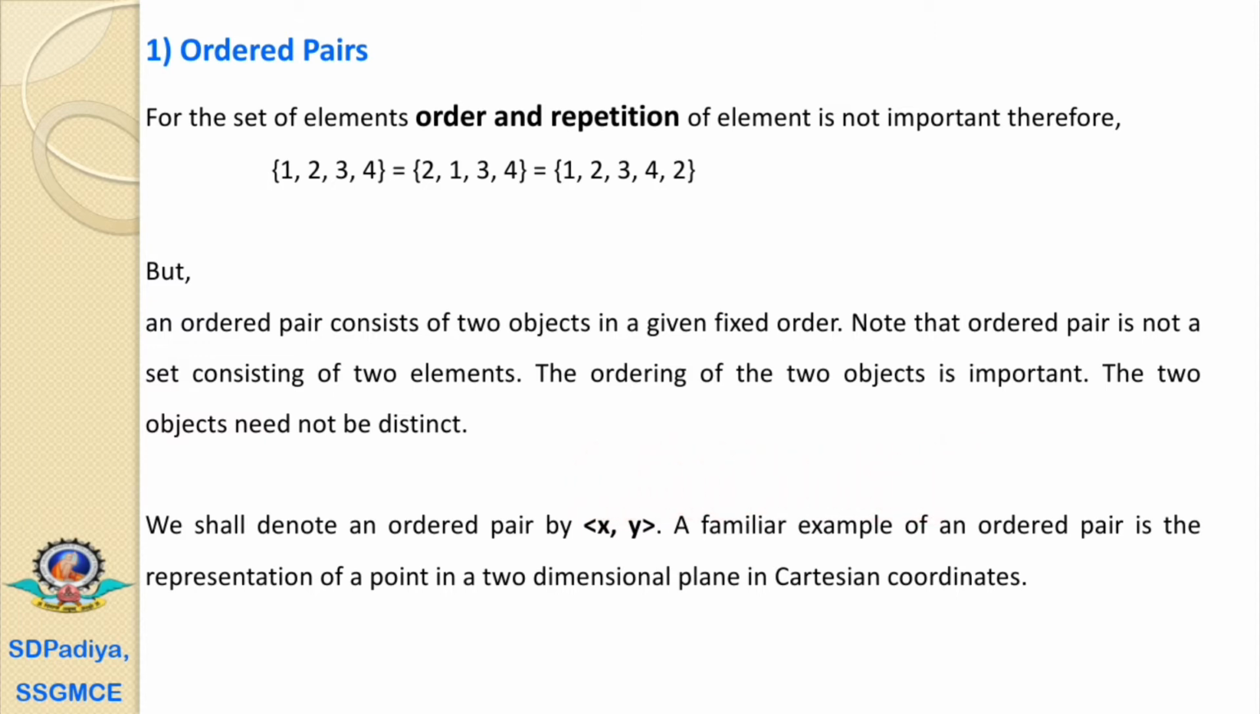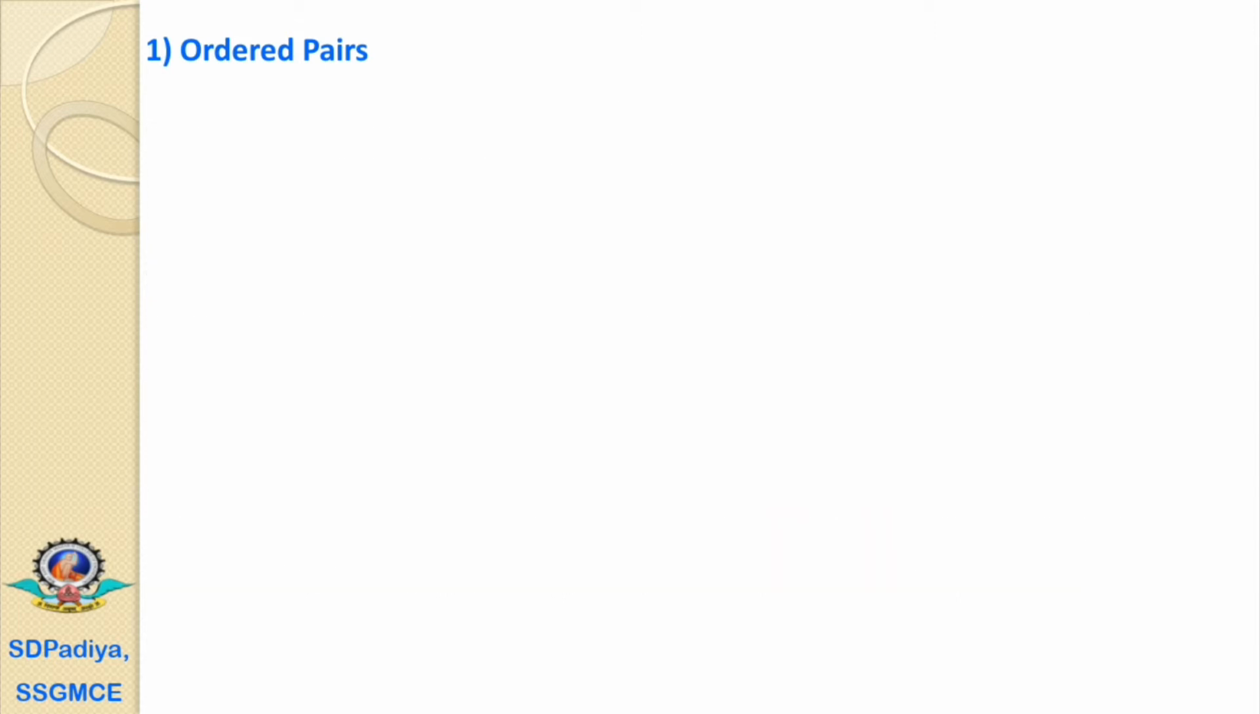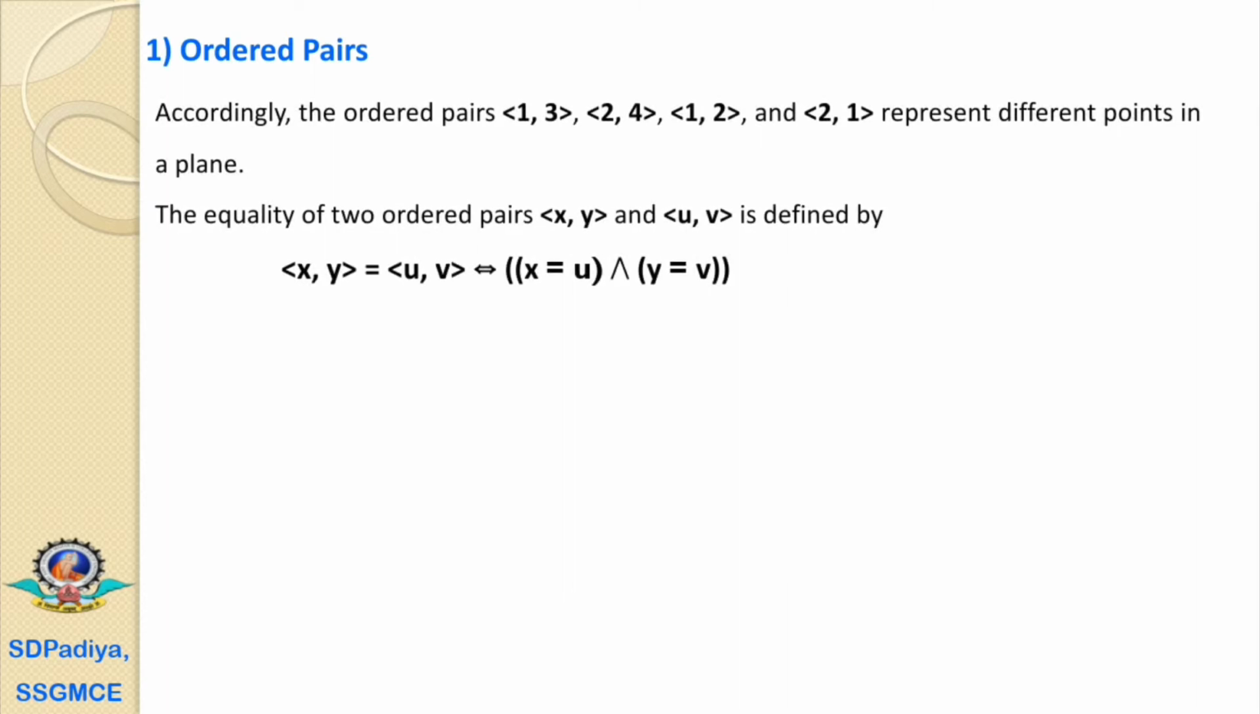A familiar example of an ordered pair is the representation of a point in a two-dimensional plane in Cartesian coordinates. Let's take the example that the ordered pairs (1, 3), (2, 4), (1, 2) and (2, 1) represent different points in a plane. Here the ordered pair (1, 2) is not equal to the ordered pair (2, 1). These two ordered pairs are different.